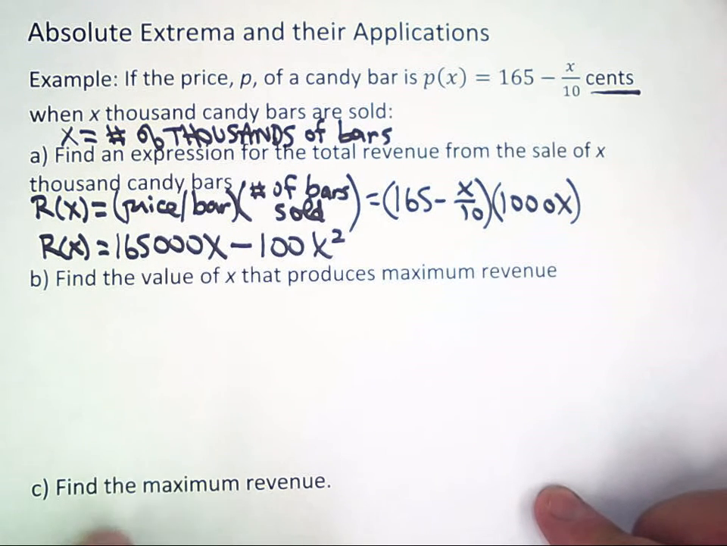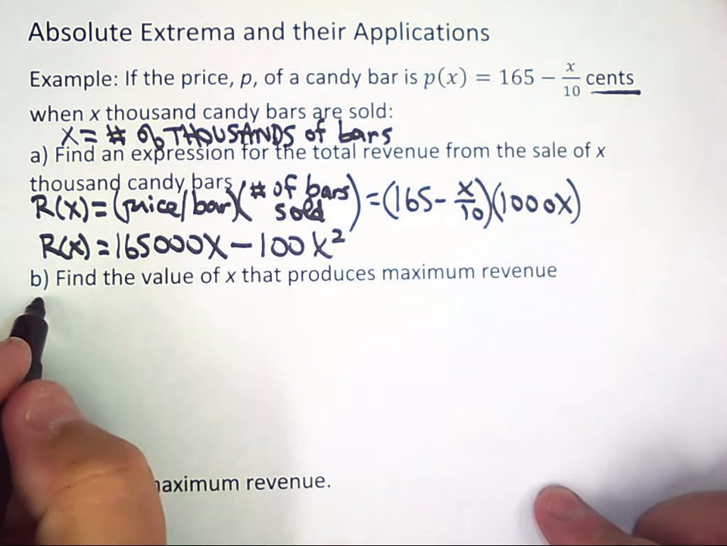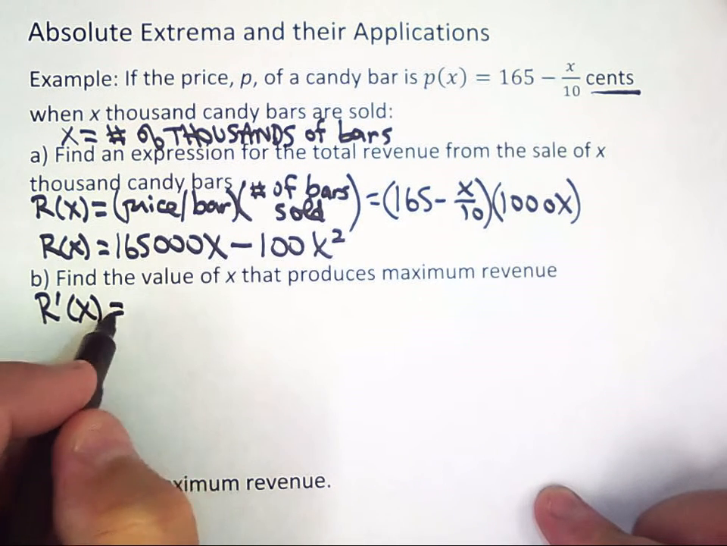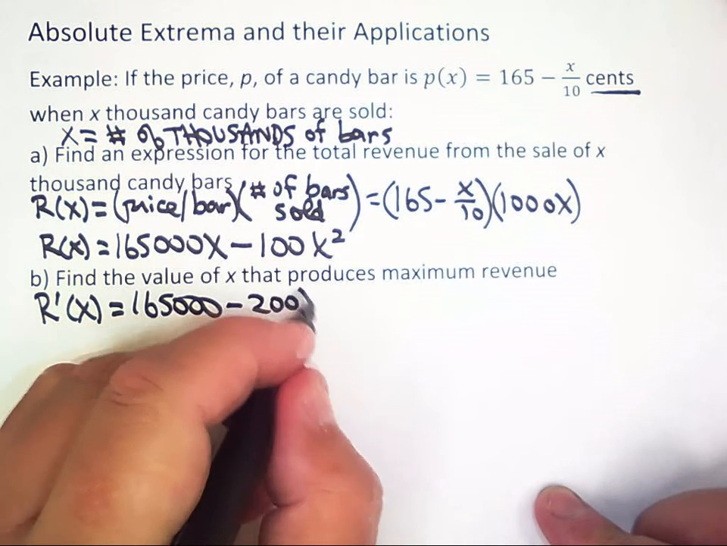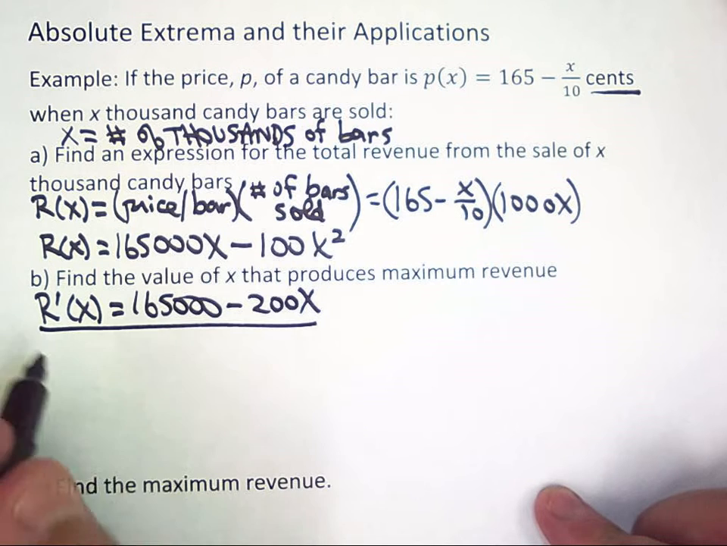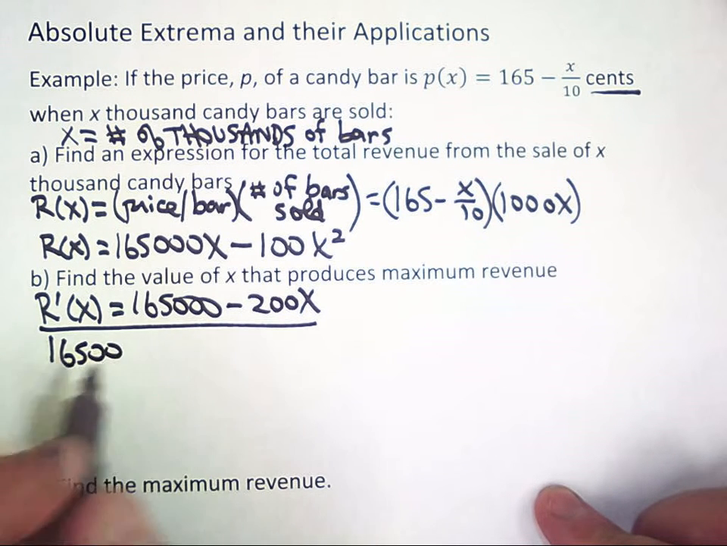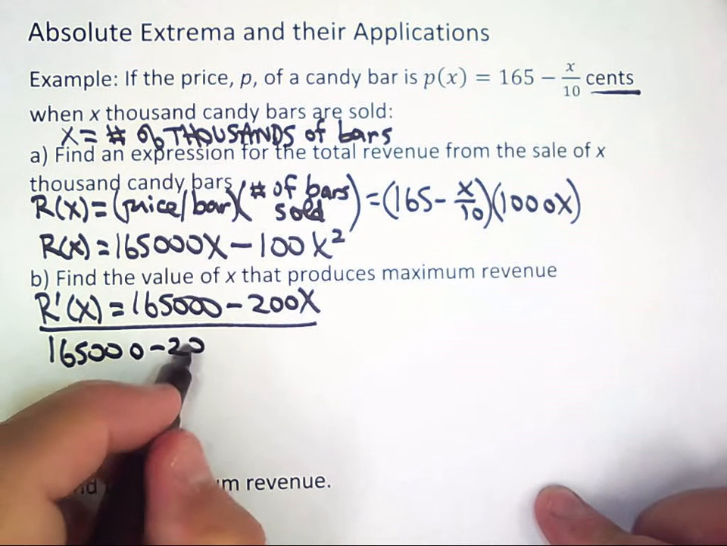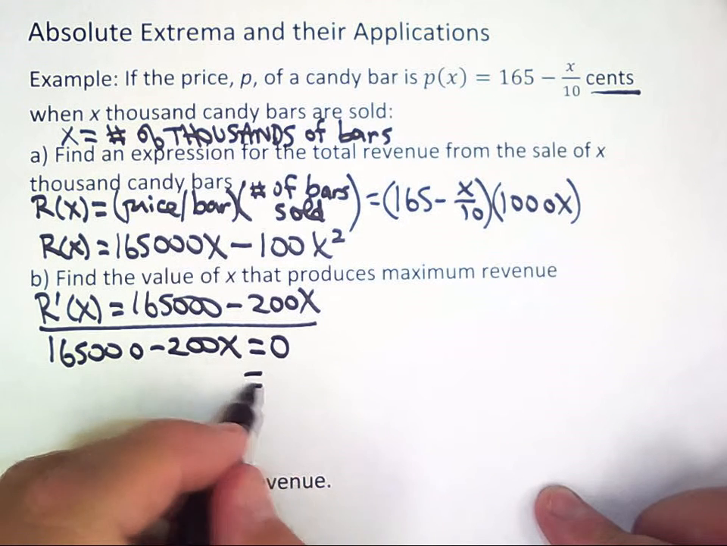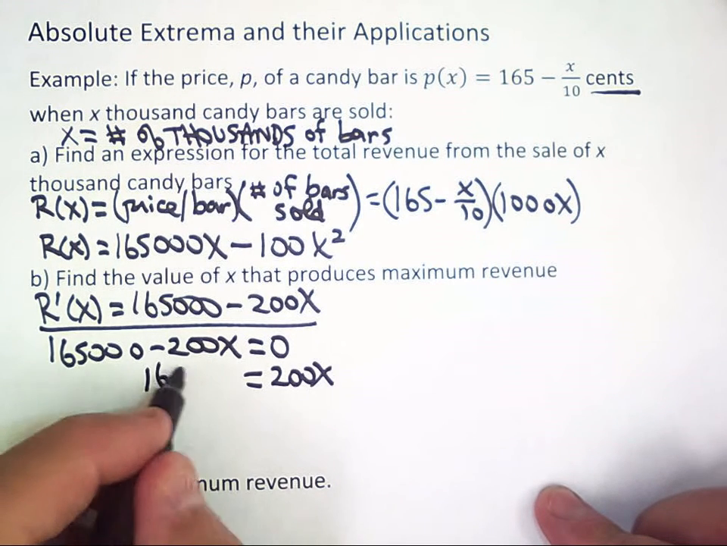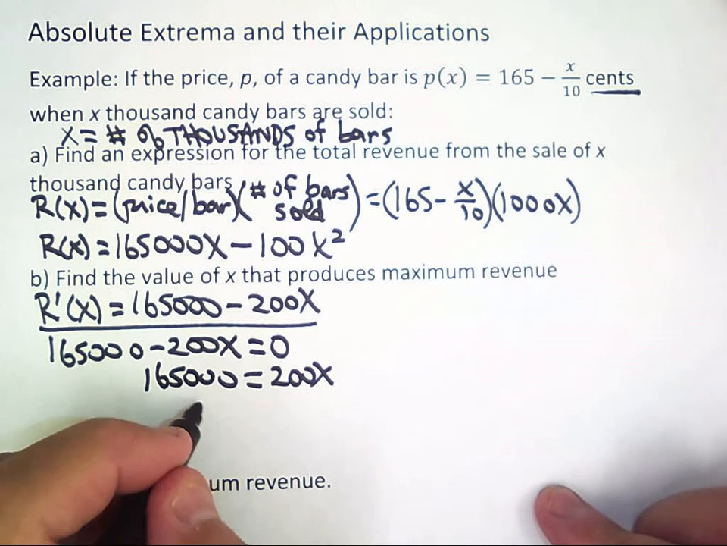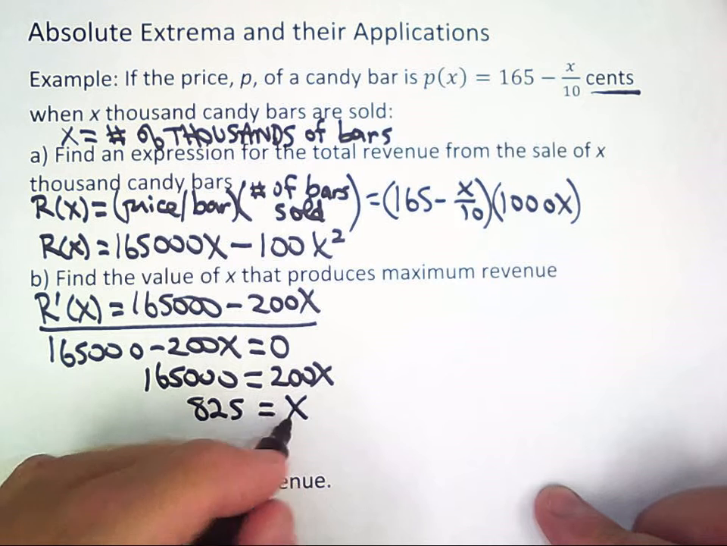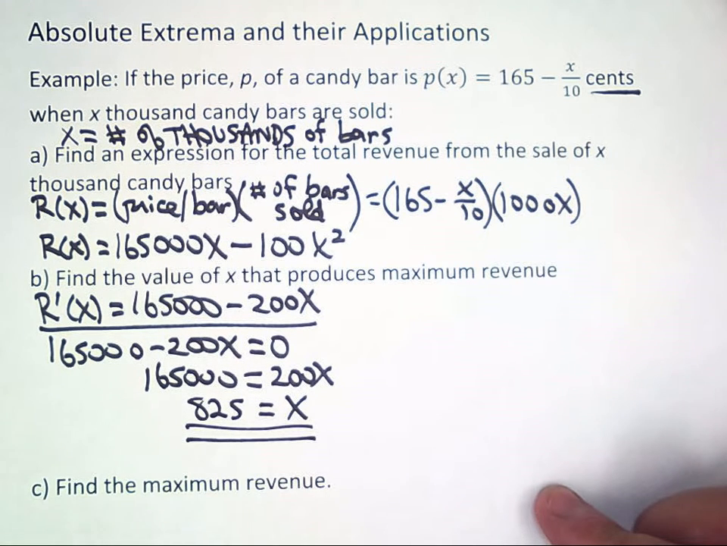B part says find the value of X that produces that maximum. Well, the same old routine. You take the derivative, which would be 165,000 minus 200X. And then you set it equal to 0 to find your critical number. Add 200x to both sides. Divide both sides by 200, and you end up with 825. So that's the value of X that produces maximum revenue.